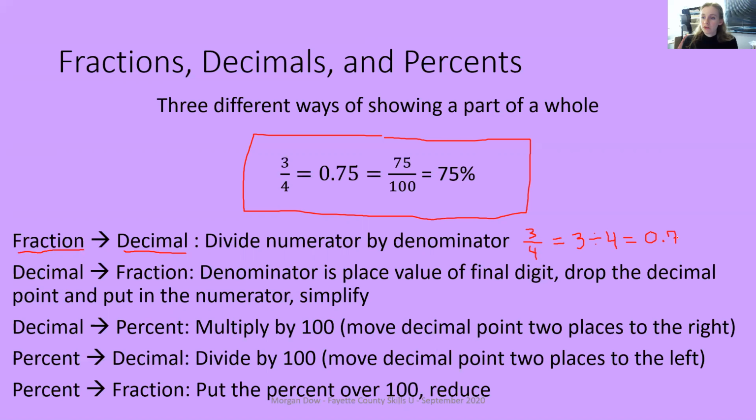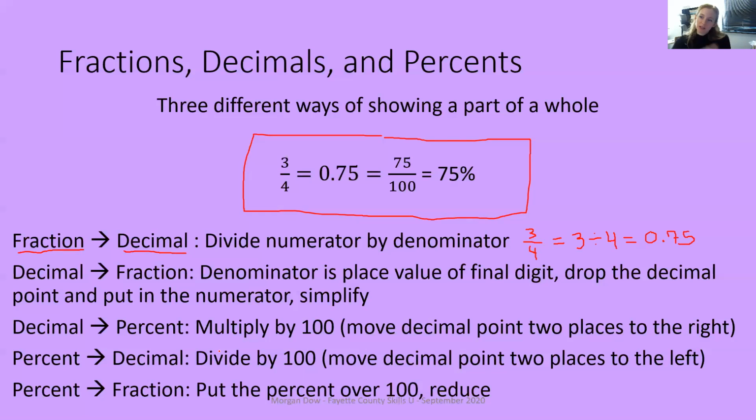Now you want to be careful that you are dividing in the correct order here, right? So we're doing 3 divided by 4. We're not doing 4 divided by 3. That's different and it will give you a different answer. Okay, so that is fraction to decimal.